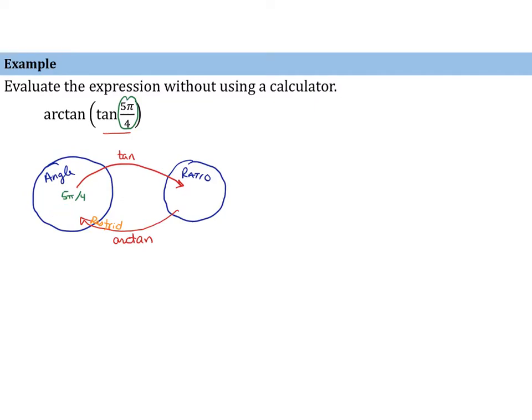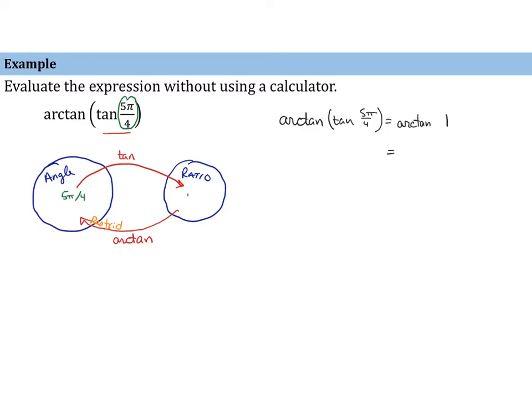So let's take a step back. We have arctangent of tangent of 5 pi over 4. What is the tangent of 5 pi over 4? Well, if we just look at the reference angle pi over 4, the tangent of that reference angle is tangent of pi over 4, which is 1. But 5 pi over 4 is in what quadrant? What quadrant are we in? 5 pi over 4 will be in the third quadrant. Tangent is positive there. So now we're looking at arctangent of 1.